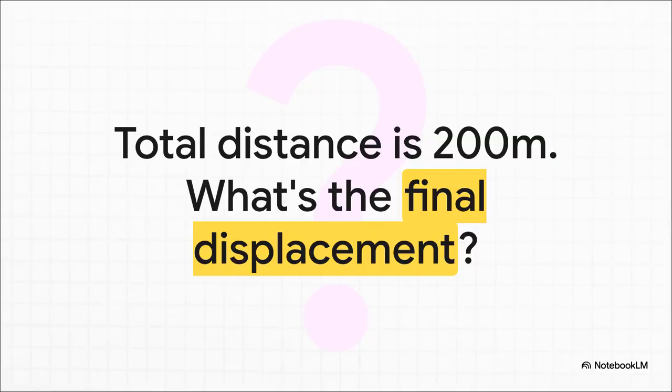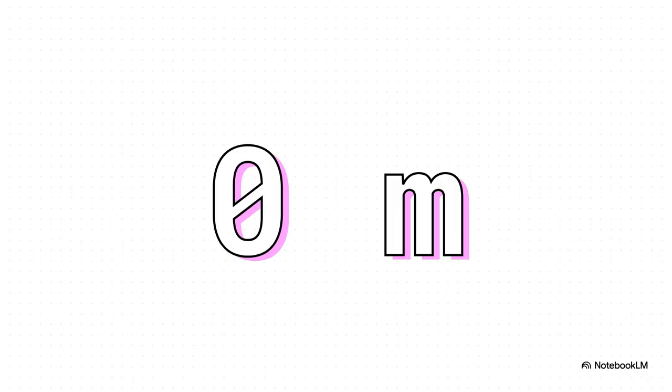So let's put this to the test. Our runner covered a total distance of 200 meters, right? 100 there, 100 back. But think about it. They started at the starting line, and they ended up back at the starting line. So what was their final displacement? 0. Yep, 0 meters. Because their final position was exactly the same as their initial position, their overall change in position, their displacement, is nothing. They went on a 200-meter trip just to end up with 0 displacement. And that is the whole idea in a nutshell.